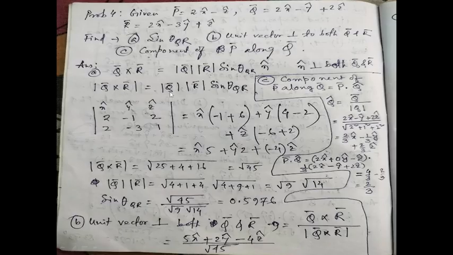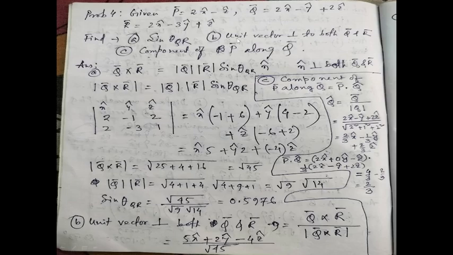On the right hand side, magnitude of q into magnitude of r. Magnitude of q is root over of 2 square plus 1 square plus 2 square, that is 4 plus 1 plus 4, into magnitude of r, which is root over of 2 square plus 3 square plus 1 square. It is root over of 9 into root over of 14. So what is sine theta? Sine theta equals root over 45 divided by root over 9 into root over 14, that is 0.5976.